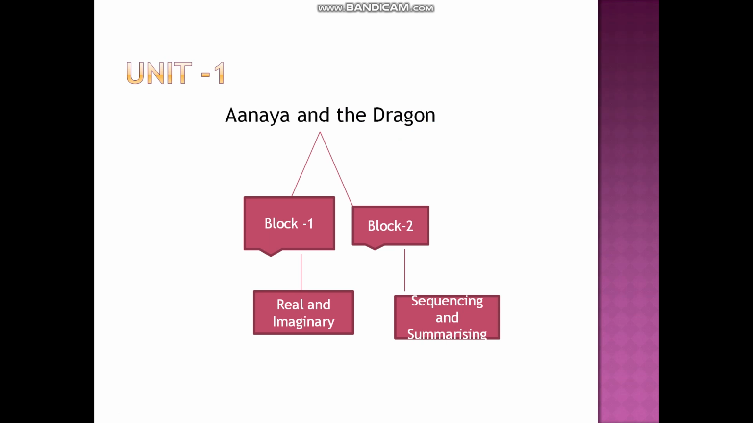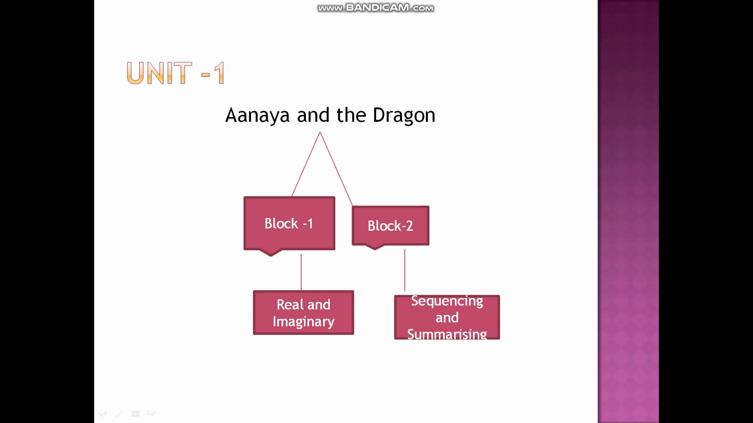So I would request all the students to please open your English PDF. Page number 10. In this session, we will read the story and we will see what the story is about. I hope you all have opened the page. So let's start.